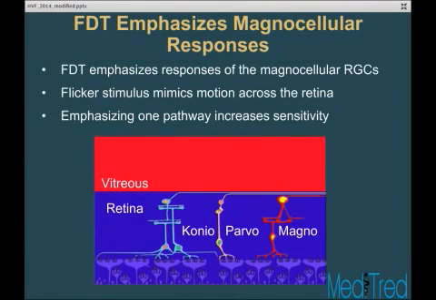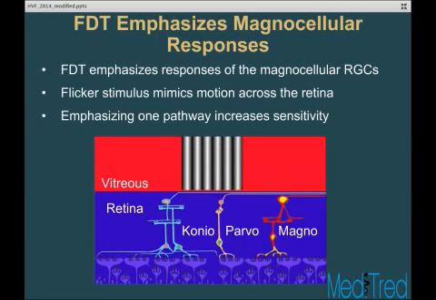So the FDT testing emphasizes those magnocellular responses. The magnocellular pathway is the one that is very sensitive to motion. So by using this moving achromatic stimulus, we're selecting out a very small portion of the M cells in that magnocellular pathway. These only account for about 3 to 5% of all retinal ganglion cells. So we're selecting out a very small, specific group of ganglion cells in order to reduce that redundancy of the system again.